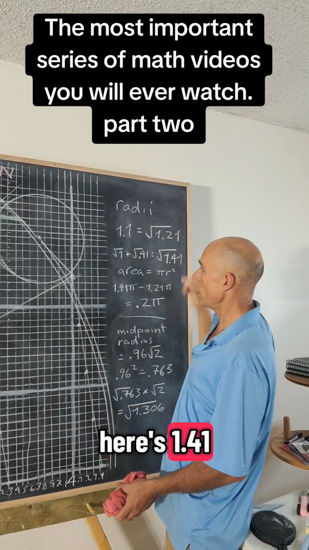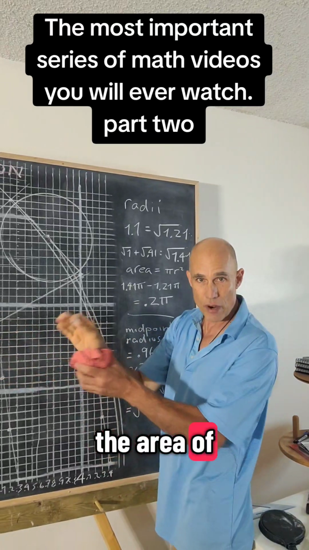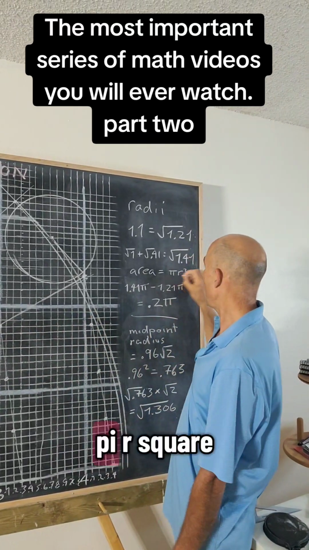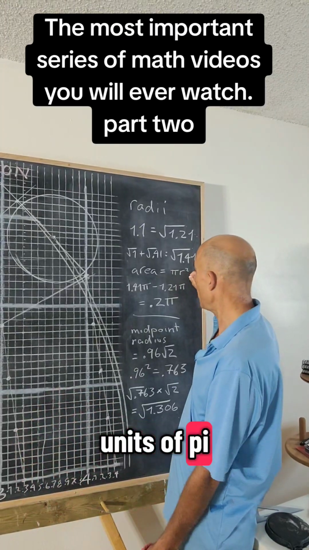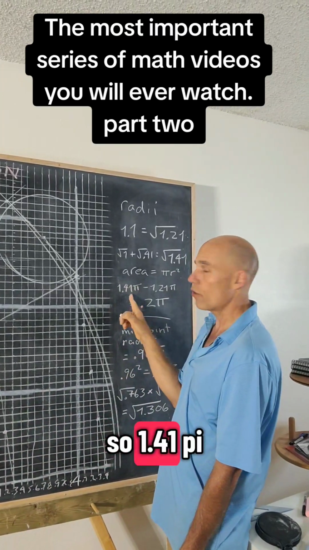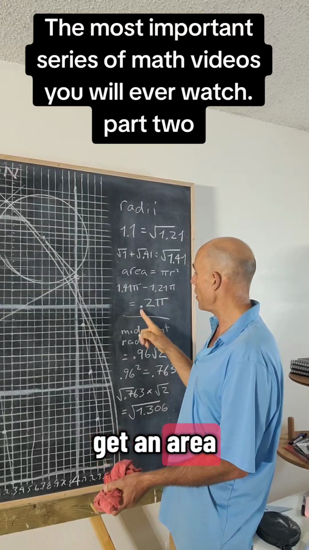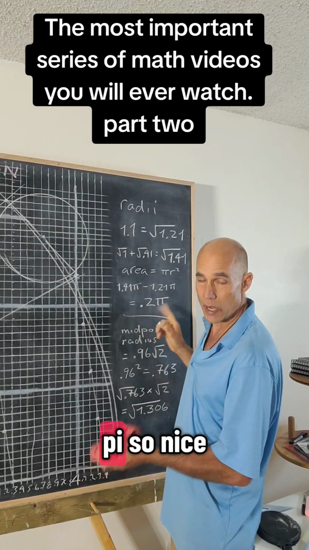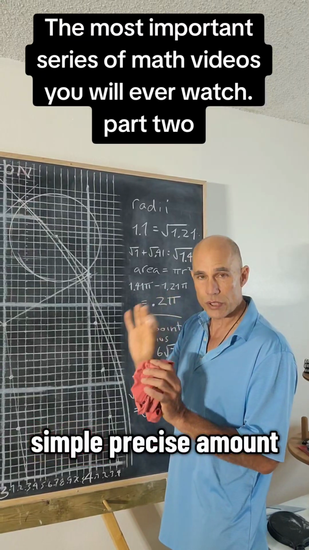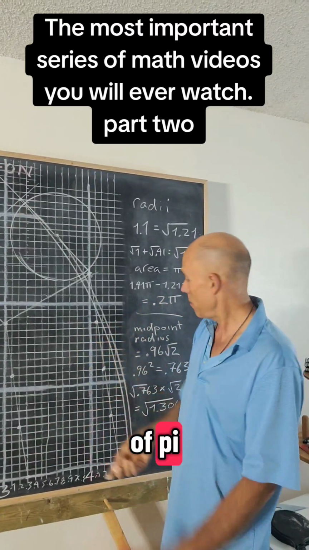Here's 1.41. So we're just going to figure out the area of that ring that we've just defined. Pi r squared, it's going to be units of pi. So 1.41 pi, subtract from that 1.21 pi, we get an area of 0.2 pi. So nice, simple, precise amount of pi.